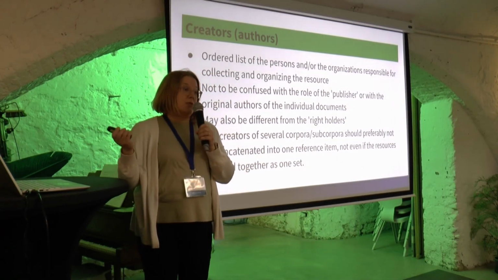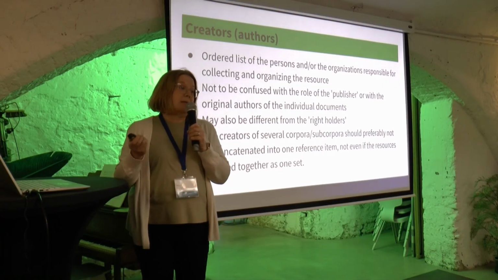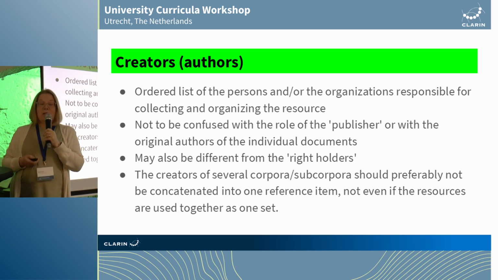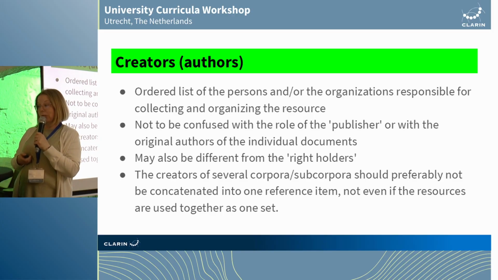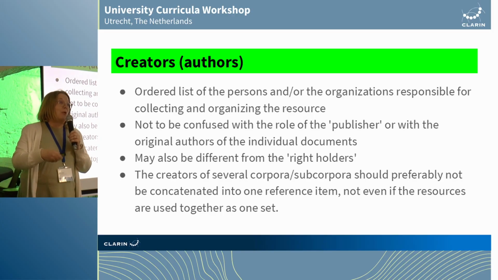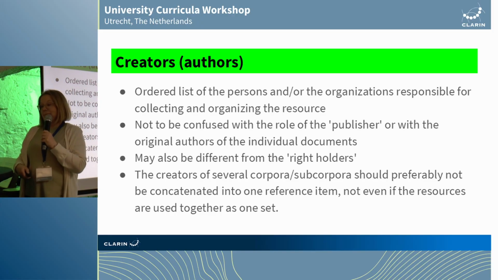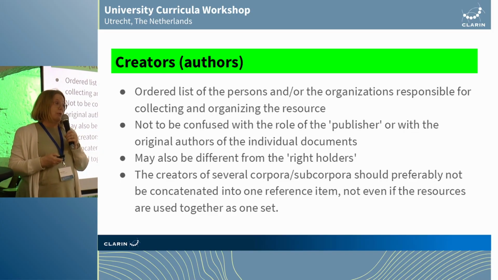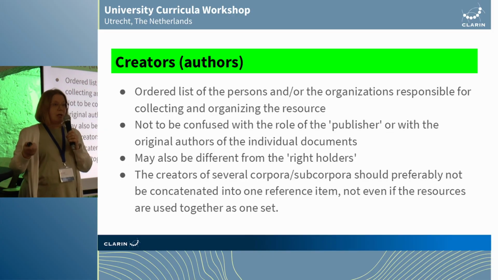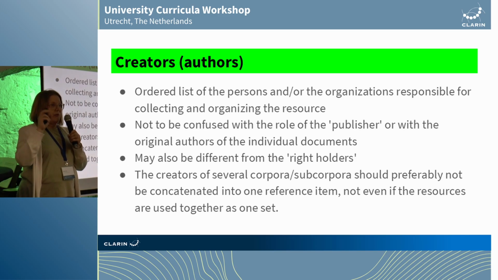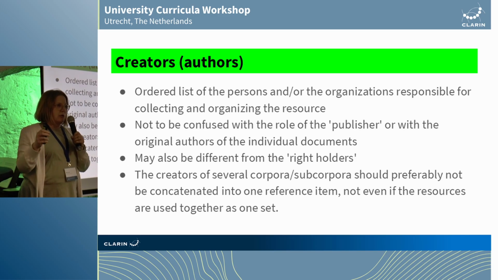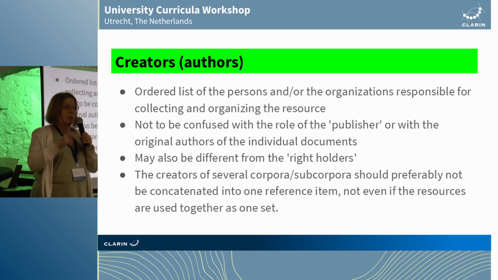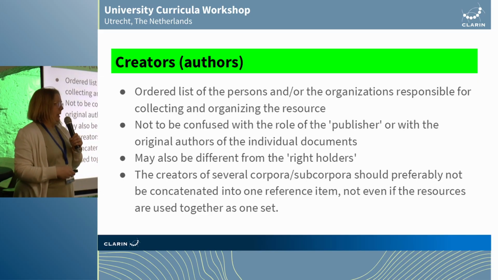So the creators are just a list of persons who created the resource, who spent their time and effort to collect the data, organize it, put it together and describe it. But that's a different thing from the publisher, so not to be confused with that. And it's not the original authors of all the individual texts in a corpus, of course. It may also be different from the right holders, so it's not as simple as that. And also, if you make a CLARIN virtual collection, it's not always straightforward to just refer to the virtual collection, because there might be different creators for the different component datasets. And then you might be attributing things to the wrong people, so you have to be careful who you're citing, actually. So how to teach this, I don't know.